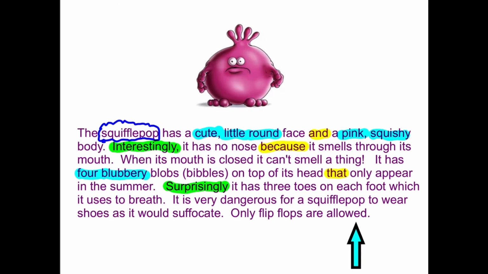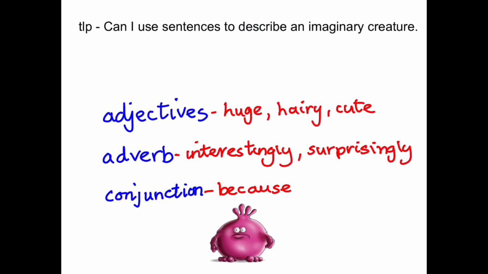So you are going to write 3 or 4 sentences describing what your creature looks like. Your TLP is can I use sentences to describe an imaginary creature? So you're going to try and include adjectives. And it's a bit difficult not to include adjectives when you're describing something. So we've got examples like huge, hairy, cute. Try and include an adverb to start a sentence, like interestingly or surprisingly, and hopefully squeeze in a conjunction like because when you're explaining why it's got a certain feature.